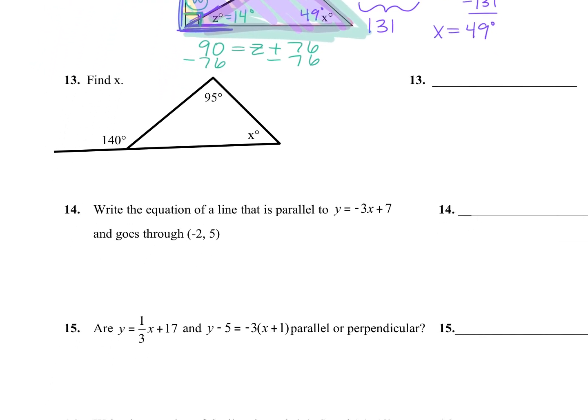How many of you actually want to use the shortcut when you do these problems? Do the rest of you do it the other way, where you find the middle angle and then go from there? Or you just don't really know yet?